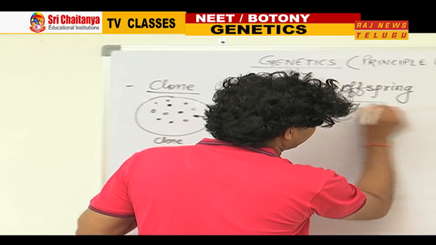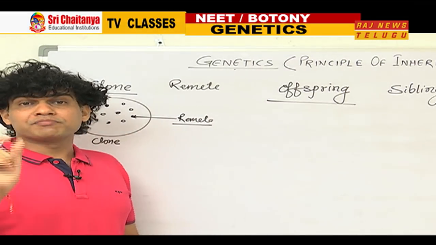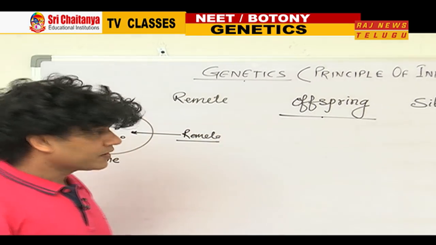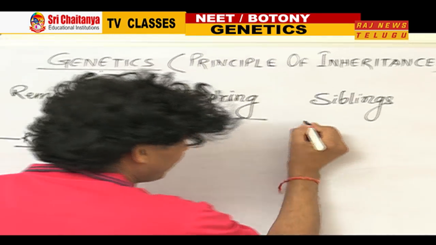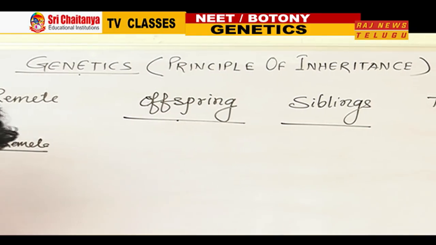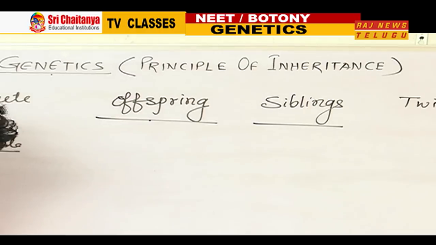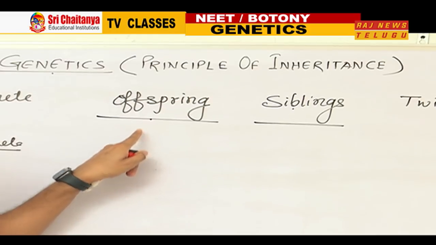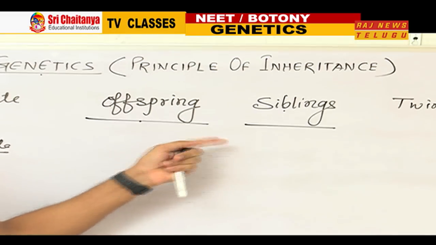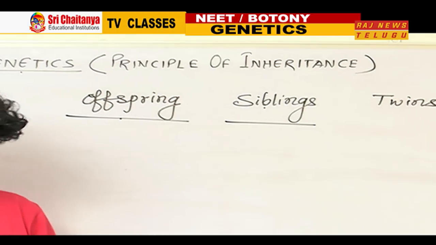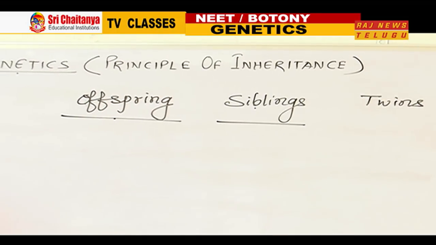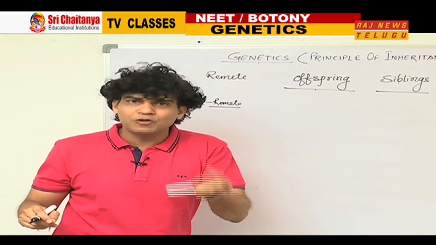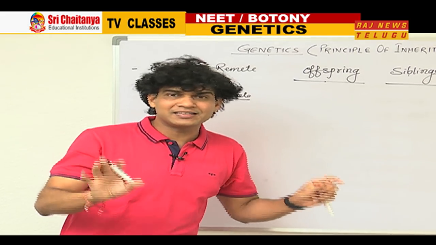In contrast to the clone, the word is offspring. Products of sexual reproduction are called offspring. Sibling is also an associated word, but there is a slight difference. Products of sexual reproduction arising from the same parent are known as siblings. Means siblings are always offspring, but offspring may or may not be siblings. Here I said the products of sexual reproduction arise from the same parent. It doesn't mean that both male and female parent should be common. No. If either of the parents is common, even then they would be considered siblings.